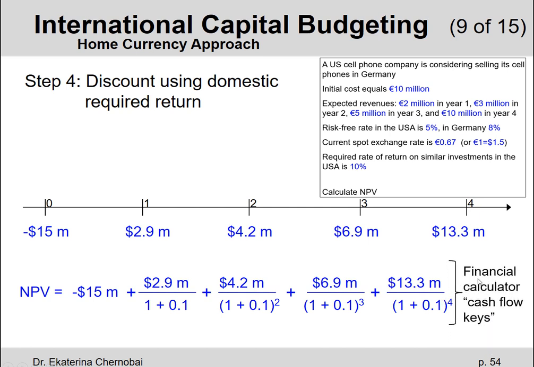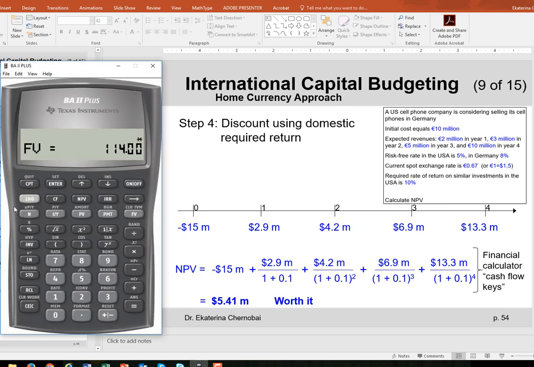Of course, this is something you can do in just one step in the financial calculator. Either way, you get $5.41 million. And your conclusion for this project would be to accept it because it's worth it. Let's do it in the financial calculator. Let me bring it up. Let me clear everything. Second, plus, minus, enter.